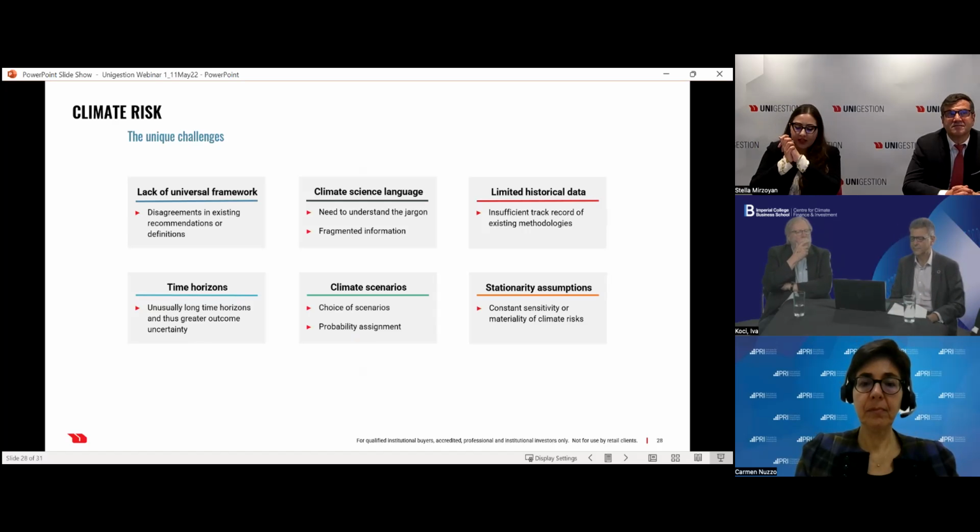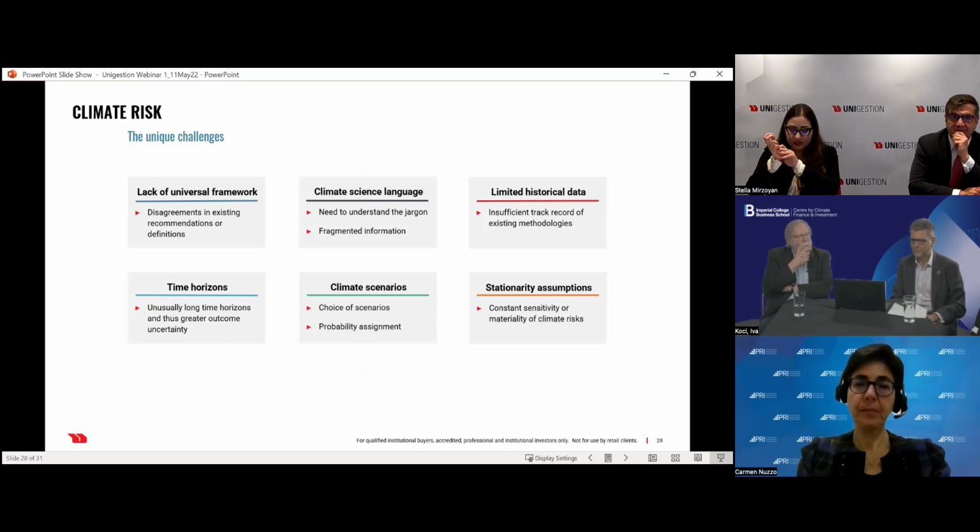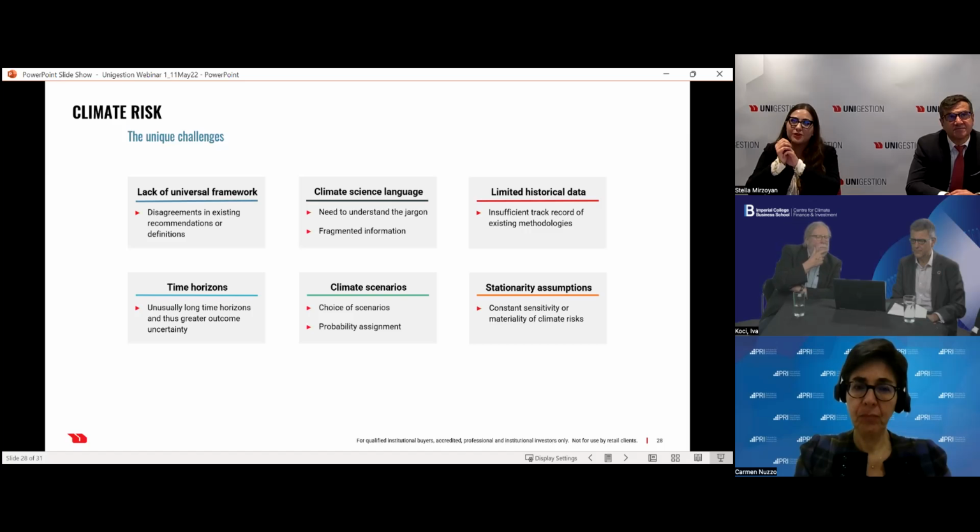Building on Bob's work, as well as my experience with analyzing climate risk, and more specifically, I have been involved in climate scenario analysis, specifically for equities and bonds. I would like to emphasize the unique challenges that climate risk poses and the ways that it is different from the usual traditional types of risks that we are used to looking at in finance. I will try not to spend too much time on those that Bob has already mentioned.